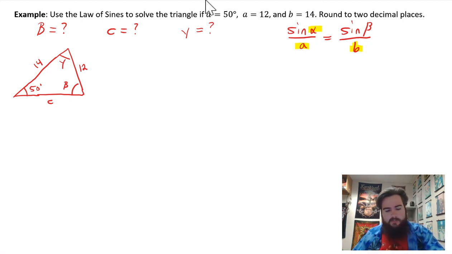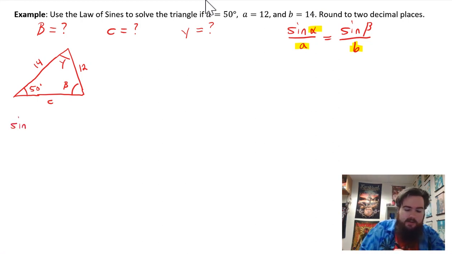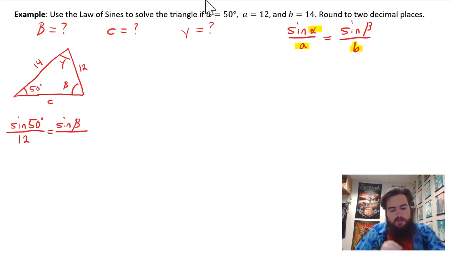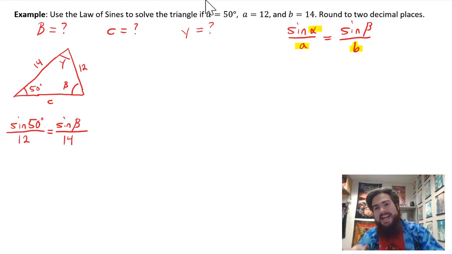If I set that up over on the left side, this will look like sine of alpha, which is 50 degrees, divided by its side length that is across from it, which is 12, equals sine of the angle measure I want to try to solve for, beta, over the side length across from it, which is 14. I cannot currently use law of sines with c and gamma because I don't know either part of that ratio, but I soon will.